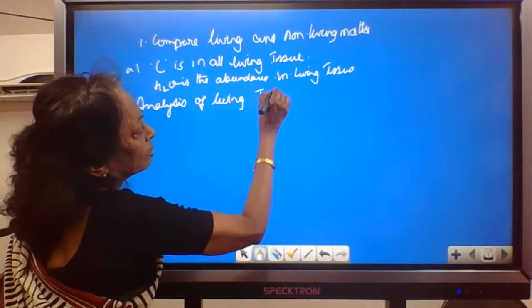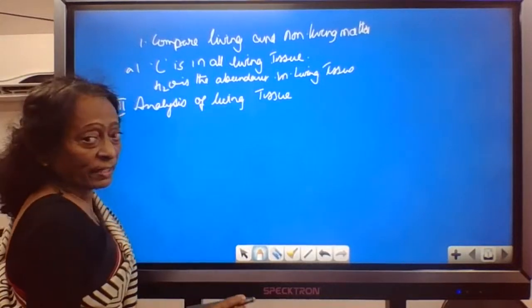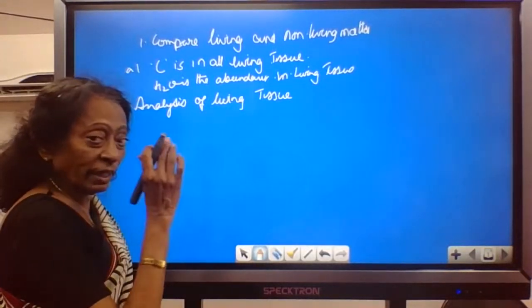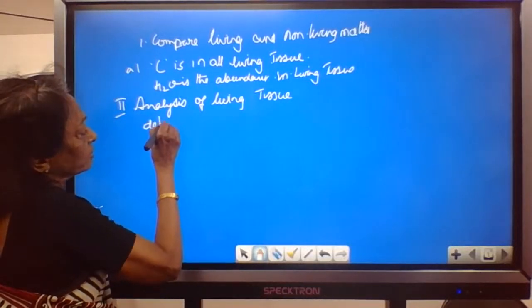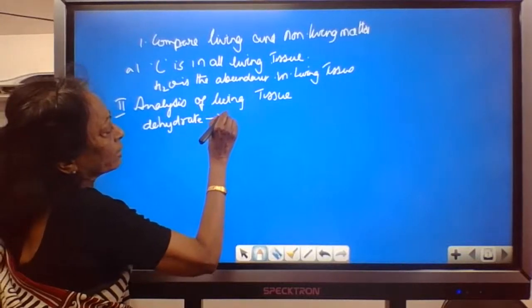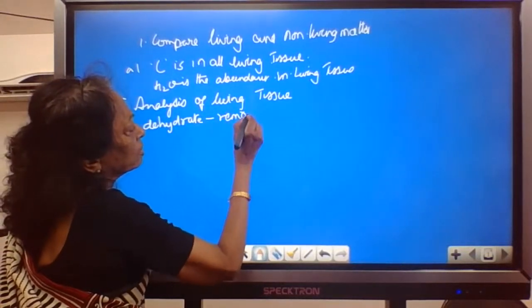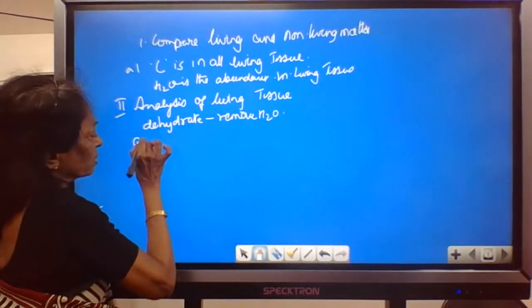Living tissue. Now how do they analyze? You know very well water is plenty. So you dehydrate it. That step is what? Dehydrating. How did they analyze? Dehydrate, so remove water. Then you get the ash.